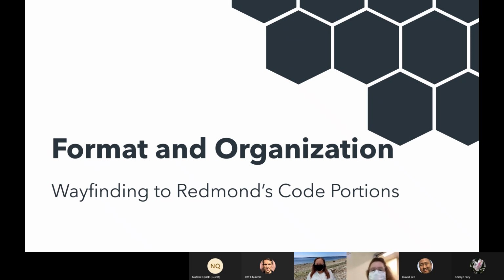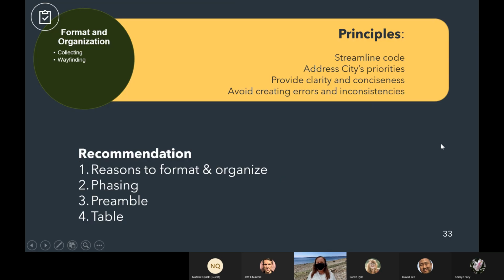Thank you, Sarah. Let's move on to some of the other primary components of the rewrite. The first one is format and organization. So for those of you that use the code today, you might realize that you need to look at several different parts of the code in order to find the information that you are needing to. Pardon me for a second, there we go. Okay.